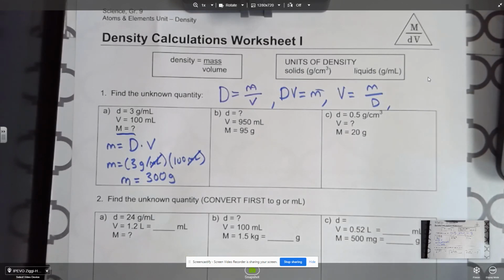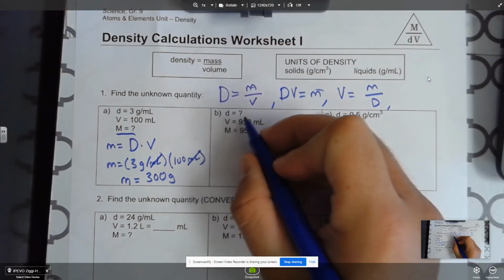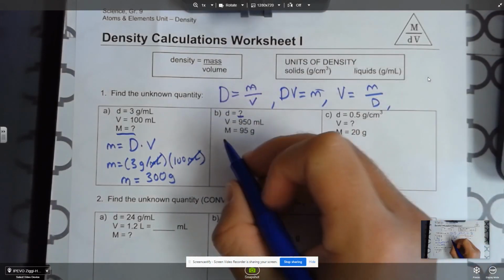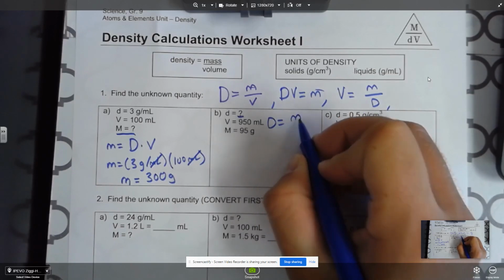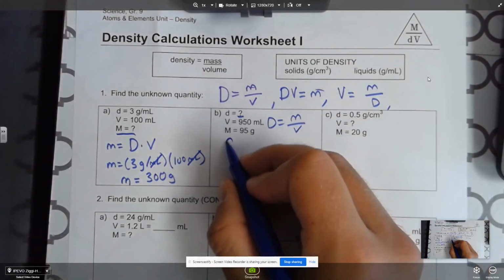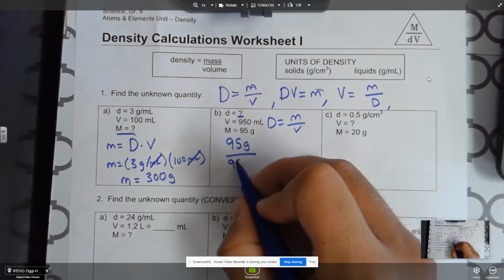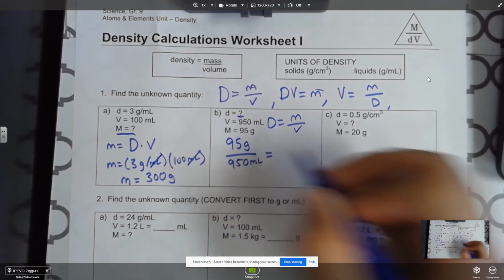All right, let's do letter B here. Here we're solving for density. We don't know density, so we can use the one you're probably most familiar with. Density is mass over volume. Mass is 95 grams. Volume is 950 milliliters.